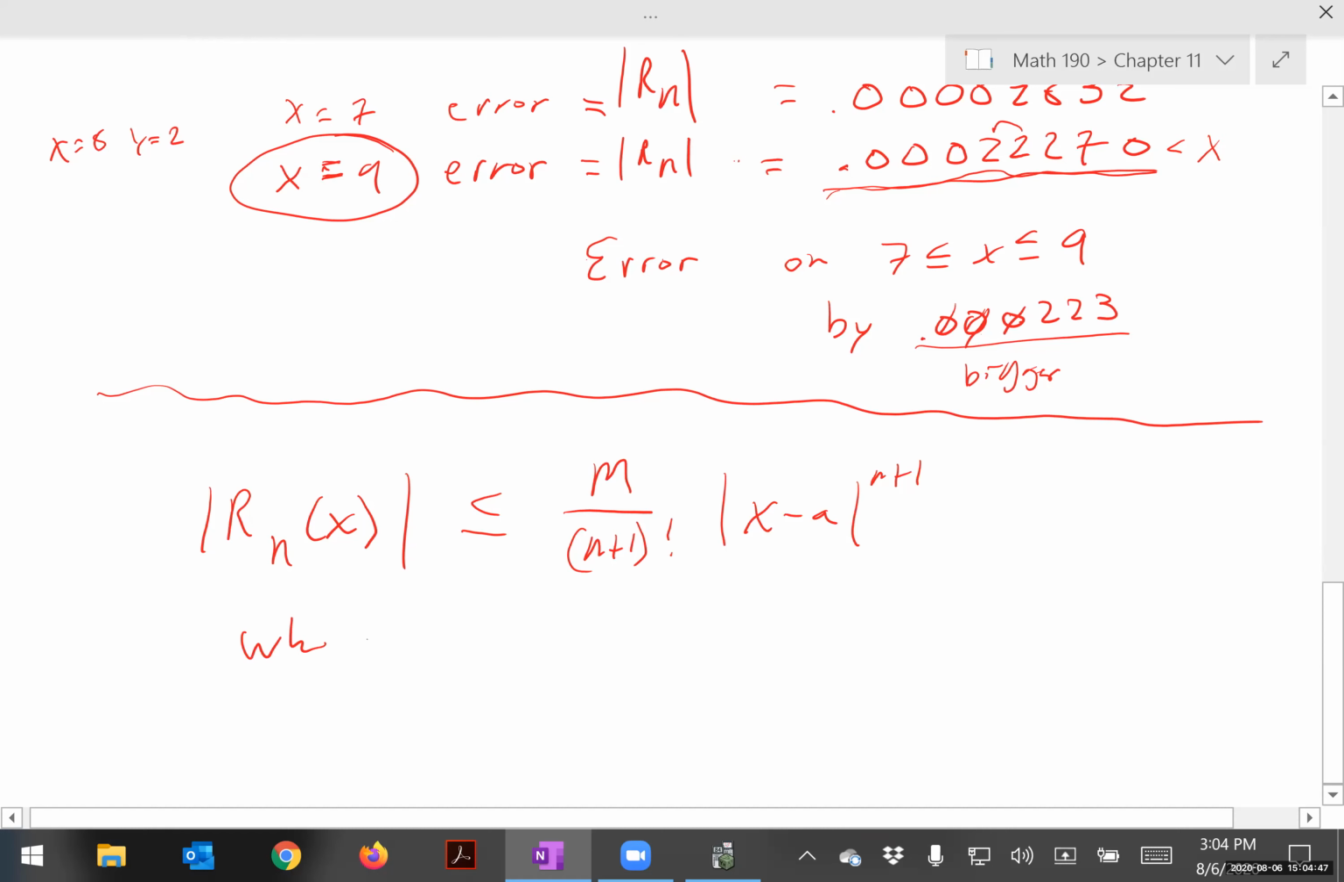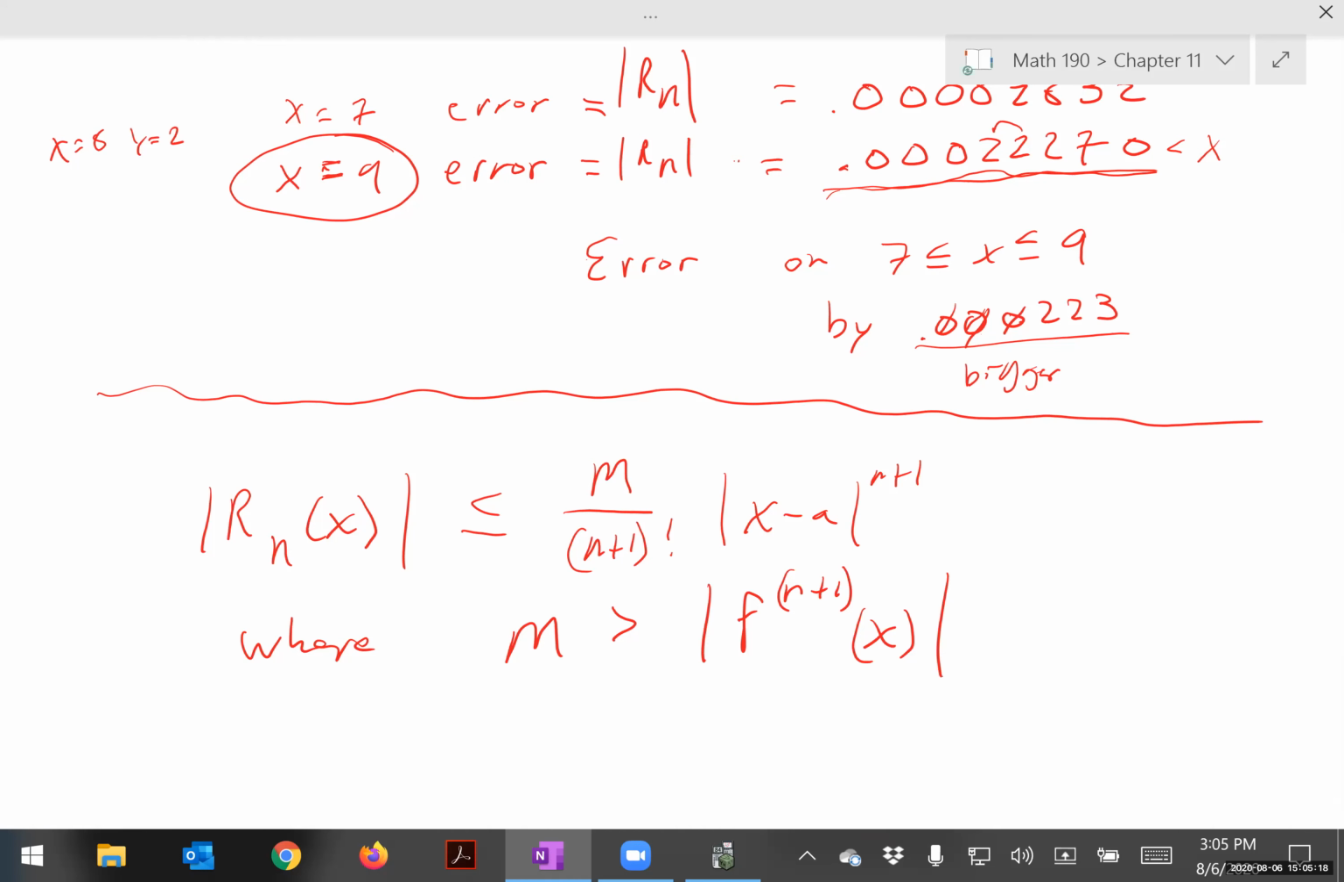Where M is greater than the nth derivative, or is it the n plus 1th derivative? I think it's the n plus 1th derivative of x. I believe that was what we talked about briefly yesterday. Yes, it is. For absolute value of x minus a less than or equal to d. Okay, cool.